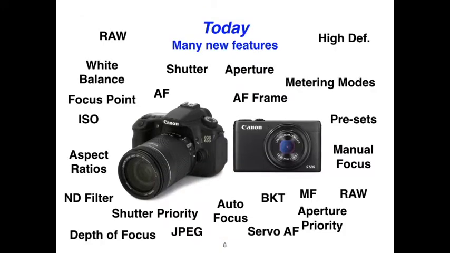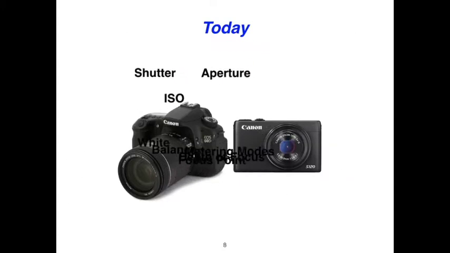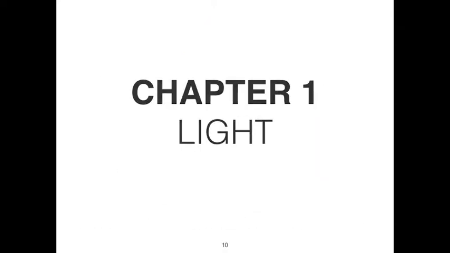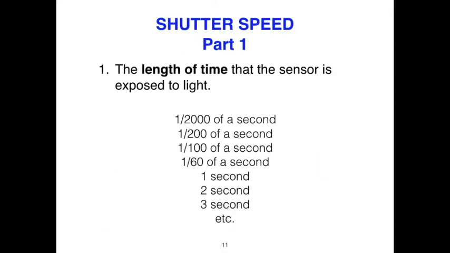Today's cameras come with dozens of features and settings. It is no wonder beginning and amateur photographers select the automatic or preset features rather than using the manual setting. In this video, we will only focus on the basic features of the digital camera. We'll first start with the shutter.